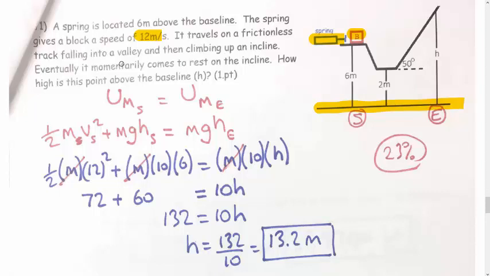The block travels on a frictionless track, falling into a valley. There's the valley. And then comes to rest on an incline. So it comes to rest here. How high is this point above the baseline? So I want that h.